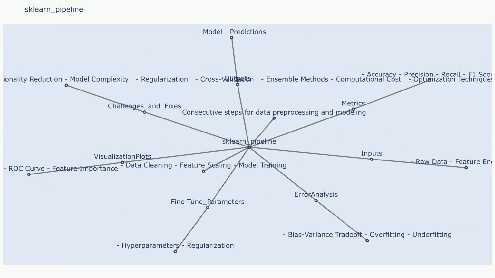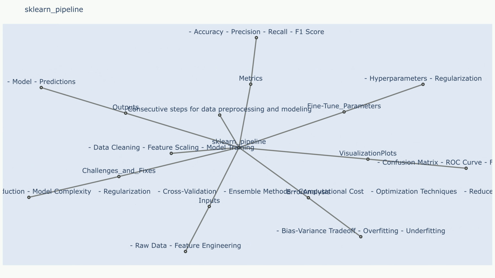Mean squared error, MSE, quantifies the average squared difference between predicted and actual values, primarily used for regression problems. R squared measures the proportion of variance in the target variable explained by the model. A higher value indicates a better fit.